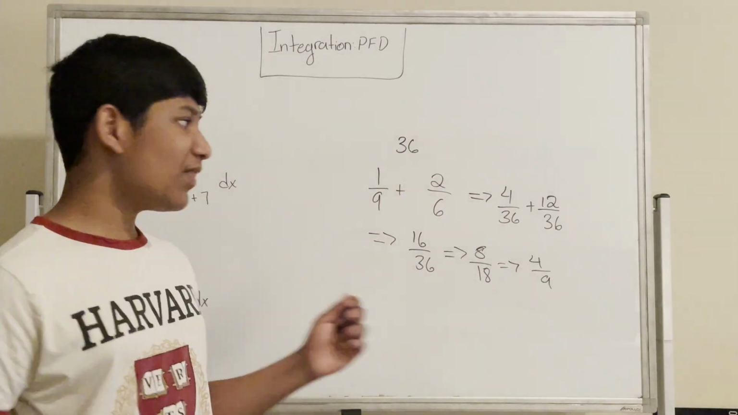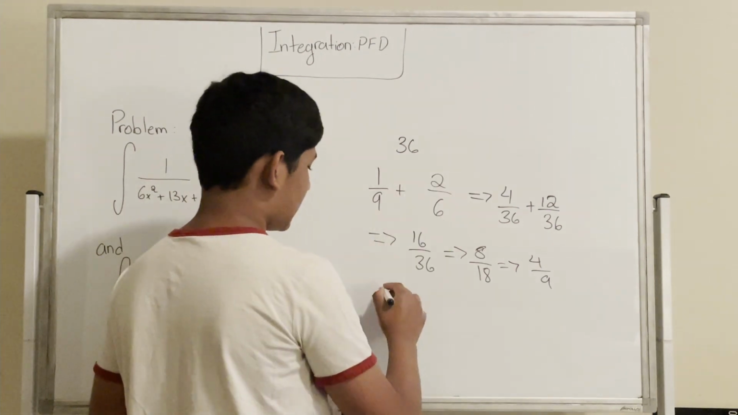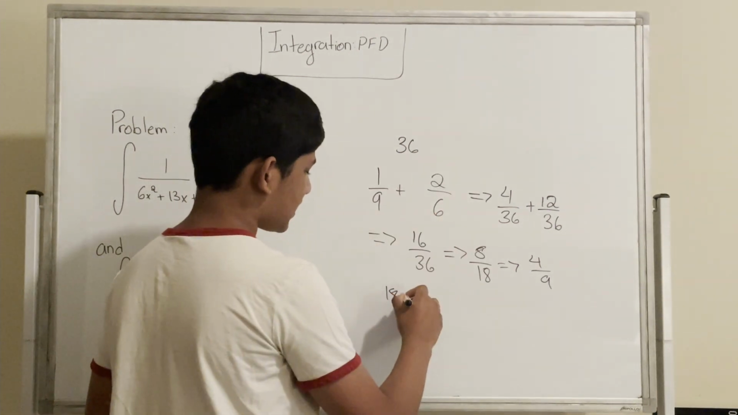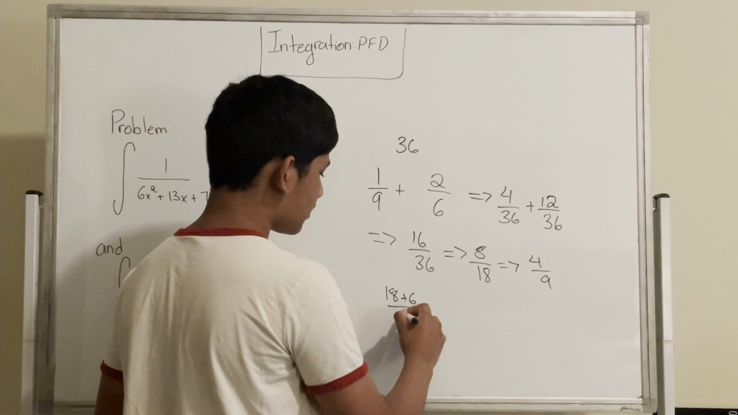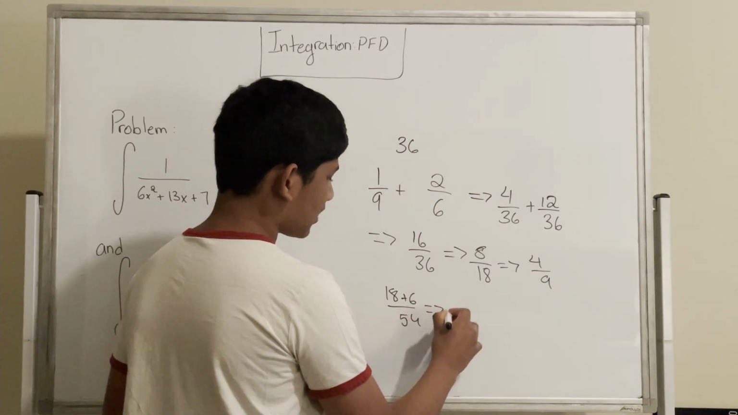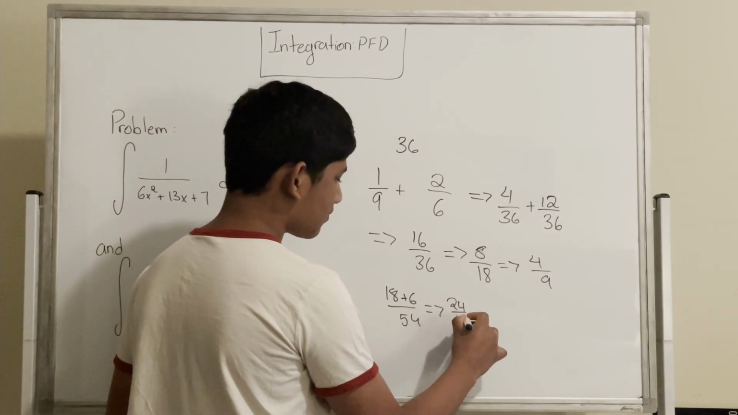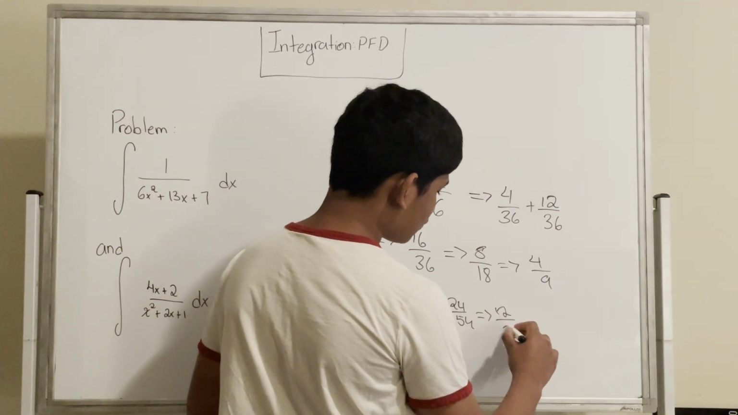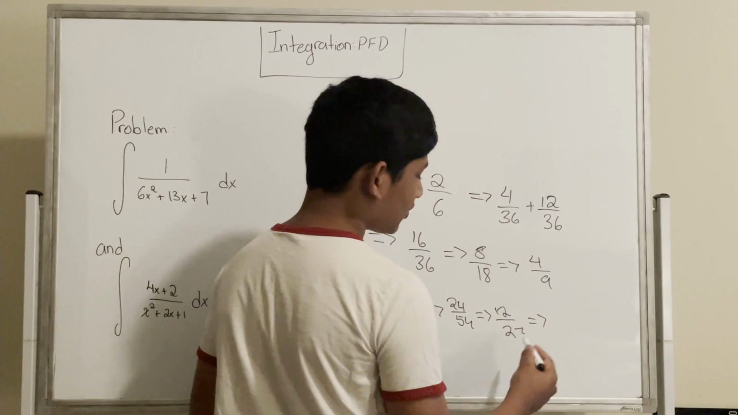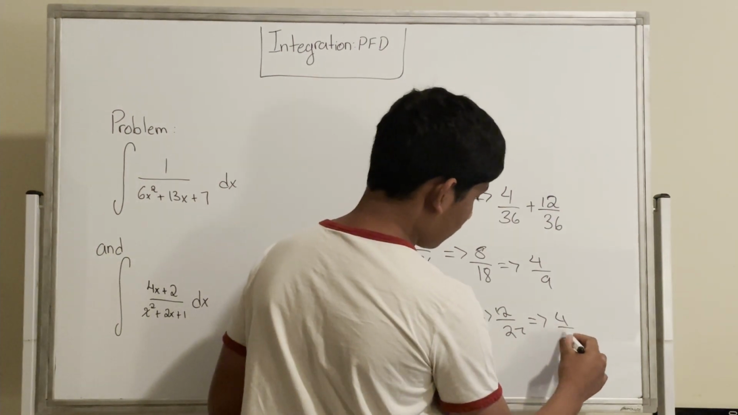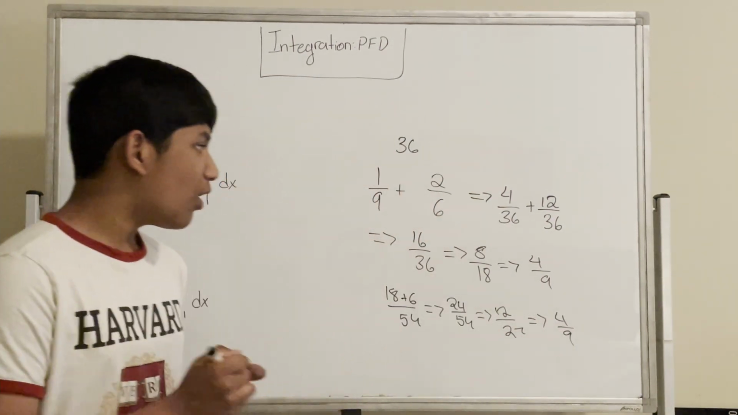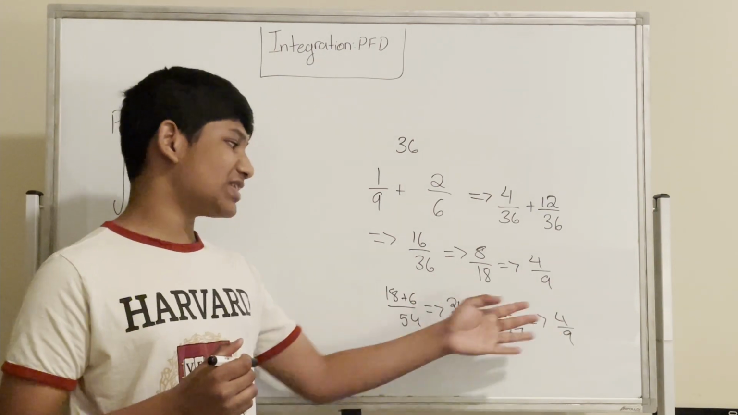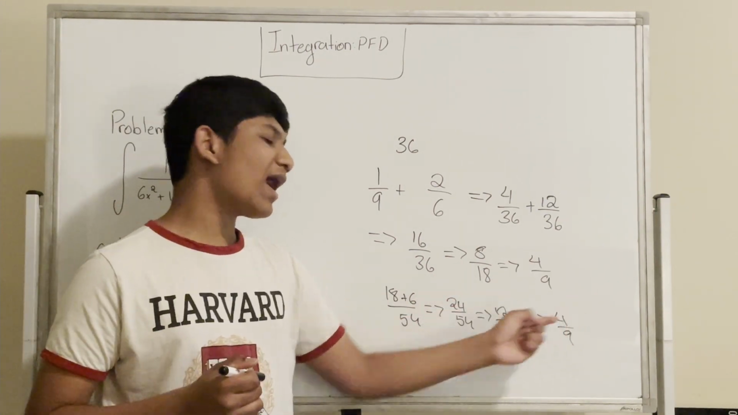Now we can do this with another method. So 9 times 2 is 18, 6 times 1 is 6, 9 times 6 is 54, to get 24/54, which by the way equals 12/27, and we can divide by 3 to therefore get 4/9. So as you can see, we used both techniques and we got the same answer, 4/9.